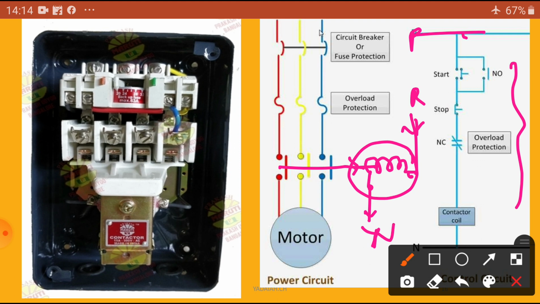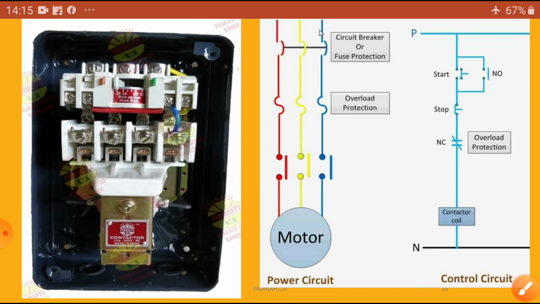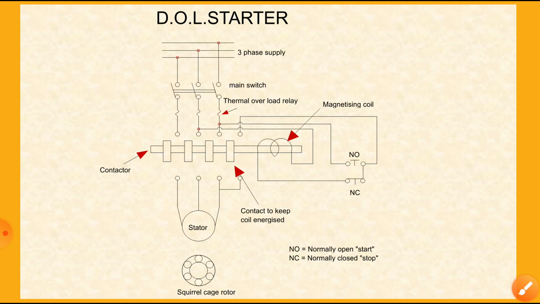From the R phase it is connected to the normally open start button, then the stop button, then the bimetallic NC, then the contactor. After that we connect the neutral. So the contactor can be operated with the help of this. This contactor is nothing but this one. So very simple, dear students. You want to see it in a further simple form, the coil, you can see this also. It is a very easy DOL starter.